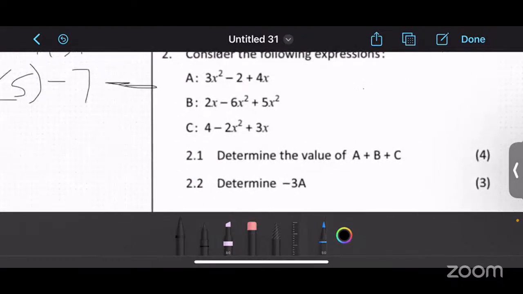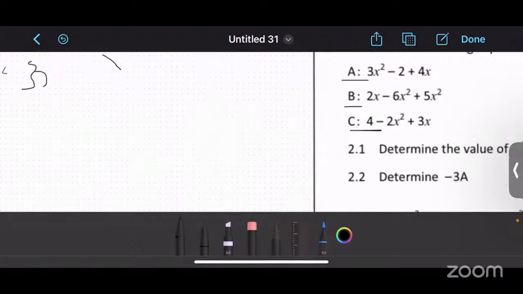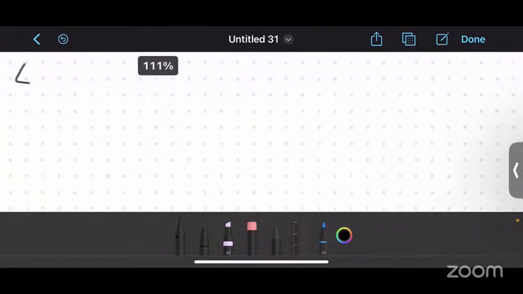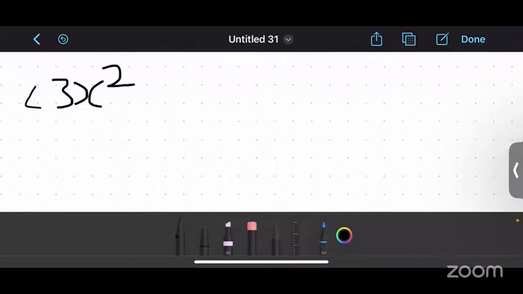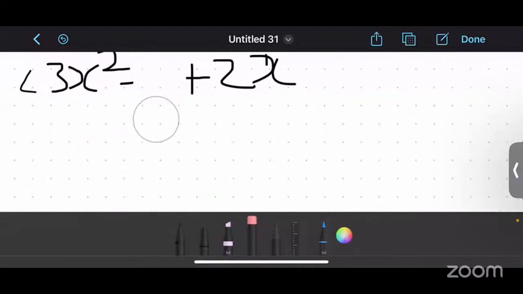So this is what you're going to do. Let me try to wipe here. So this is our A, B, and C. They say we're adding all the letters A plus B plus C. So we're going to have 3x squared minus 2 plus 4x plus 3x squared minus 2 plus 4. Was it minus 2, guys? Minus 2 plus, I forgot. It's 4 and it's 2.